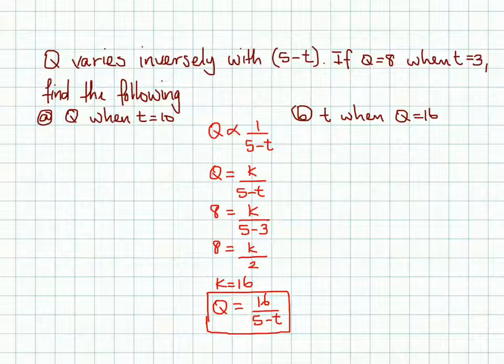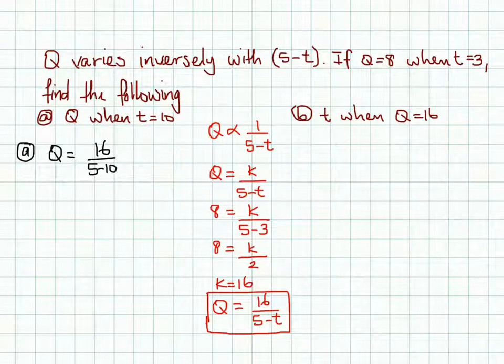The very first one that we've got over here tells us that they want us to find Q when T is equal to 10. So I'll go back to my main equation. I'm going to find Q. I just need to replace T with the number 10. So Q is equal to 16 divided by 5 take away 10. All I needed to do was replace that T with 10. And that then equals 16 divided by minus 5.